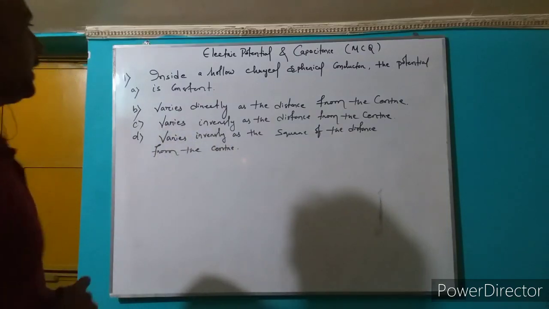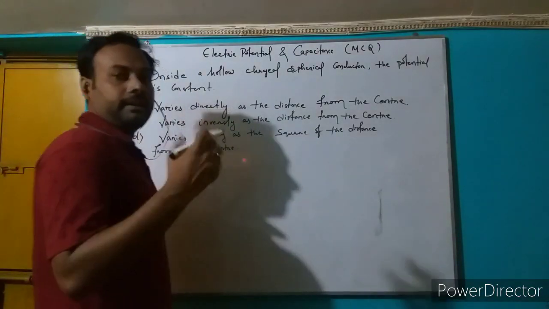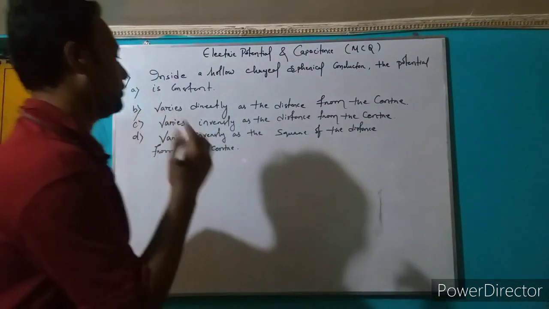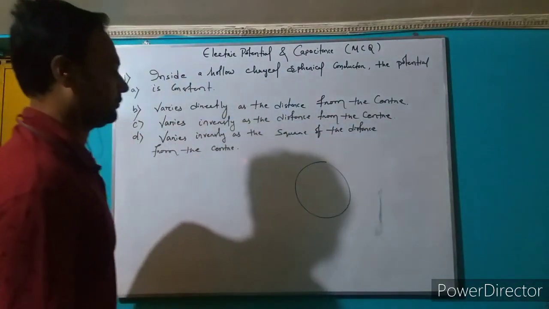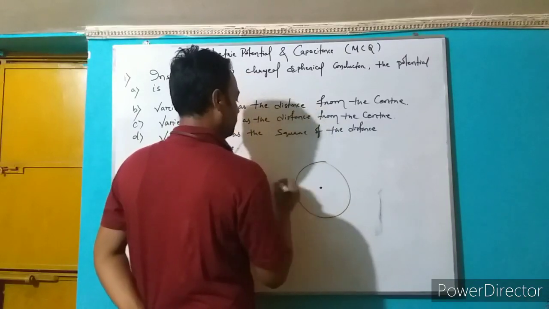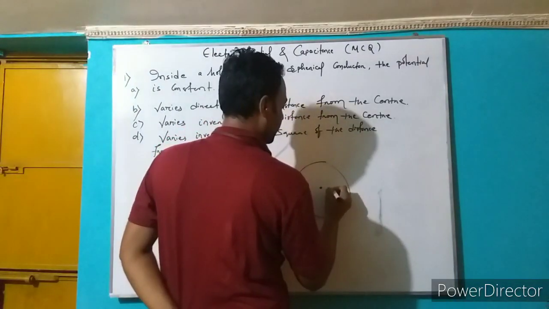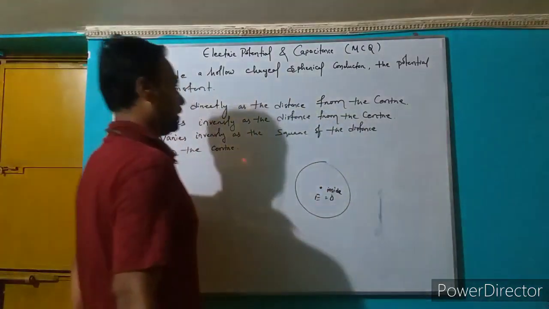Here we know that in the electric potential chapter or in the electric field chapter, this is the spherical conductor. Inside the spherical conductor, the electric field is 0. This is inside. Electric field is 0.